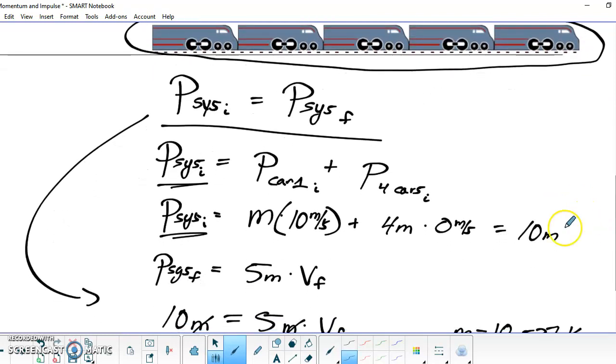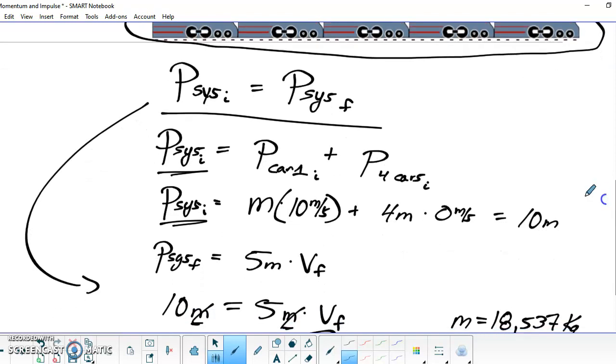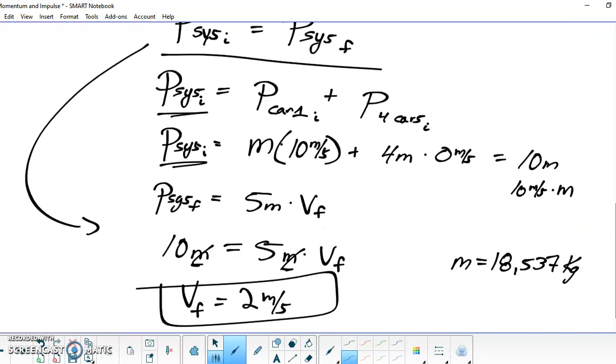Well, the 4 cars are at rest, so I can say my momentum of my system initially is the mass of the moving car. We'll just call it m right now. I know the mass is some value up here, 18,537 kilograms, but we're going to see that the masses actually cancel out here. So my mass of my moving car times its velocity, plus 4 times m, the mass of the stationary cars, times their velocity. Well, that's 0. And so I just get 10 m. And this would be better written as 10 meters per second times m, my mass.